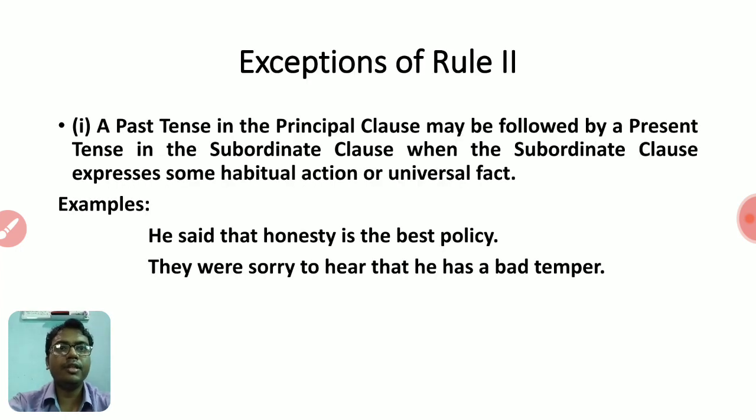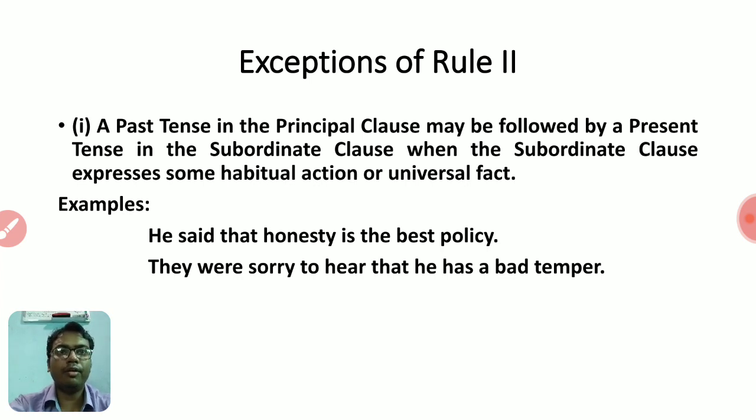Let's see some exceptions of rule number 2. First, a past tense in the principal clause may be followed by a present tense in the subordinate clause when the subordinate clause expresses some habitual action or universal fact. Let's see some examples.